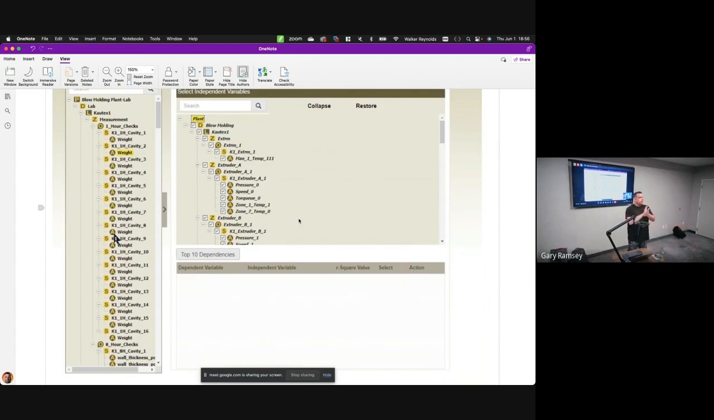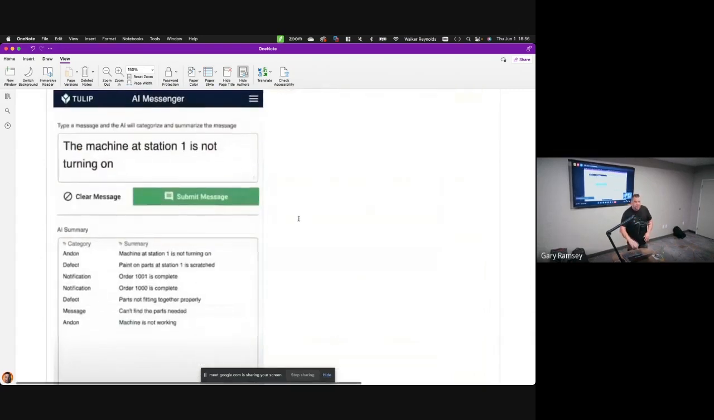But what's important here? Without the infrastructure, this is not possible. Without all data, this is not possible. Without semantic hierarchy, this is not possible. This is Tulip. Anybody familiar with Tulip?